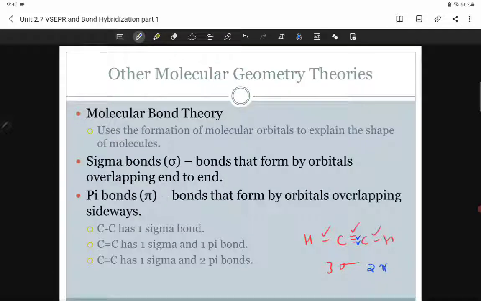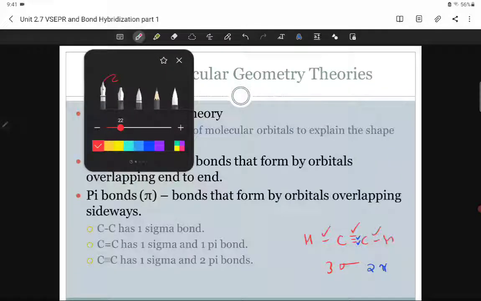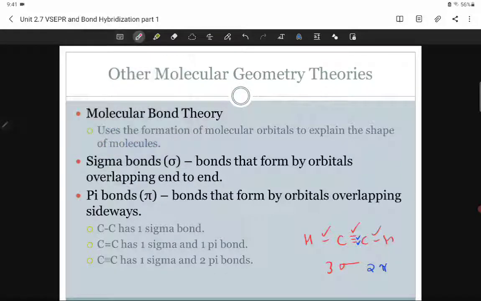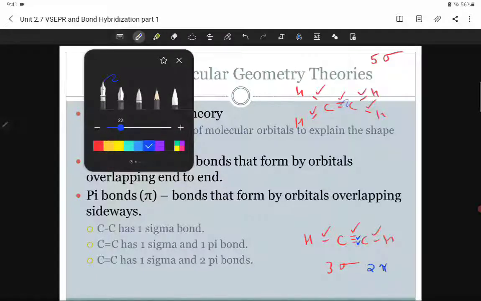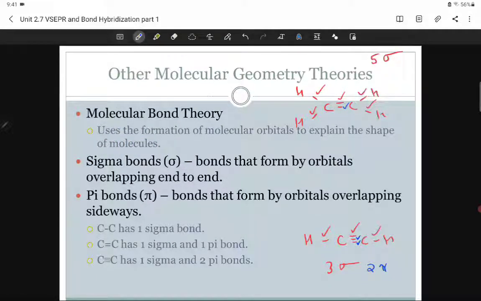If you had a molecule such as ethene, let's count these up. 1, 2, 3, 4, 5. 5 sigma bonds. And you could write out the words instead of the symbols. And then we did not account for that spot right there. So there is 1 pi bond.